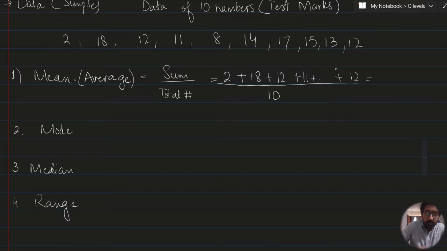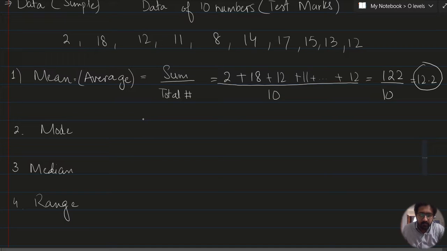12, 14, 17, 15, 13, and 12. If you add them all, it's going to give you 122, and simply divided by 10, you'll get an answer of 12.2, and that's the average of this entire data, of this entire set of test marks. This is the average score of your class. So it seems like just a passing, above average marks, above passing marks.